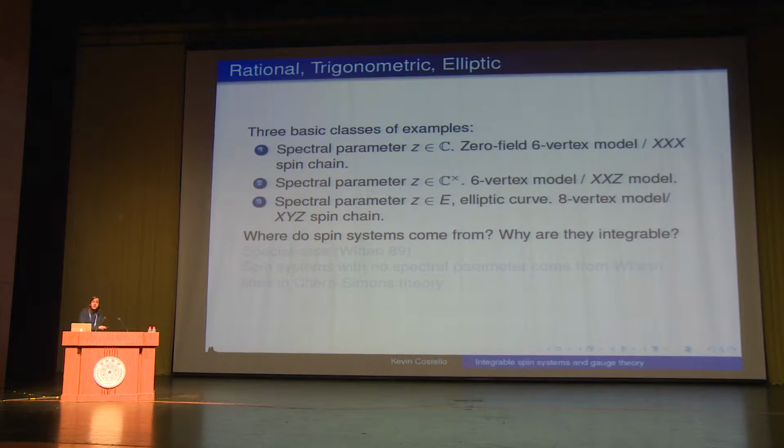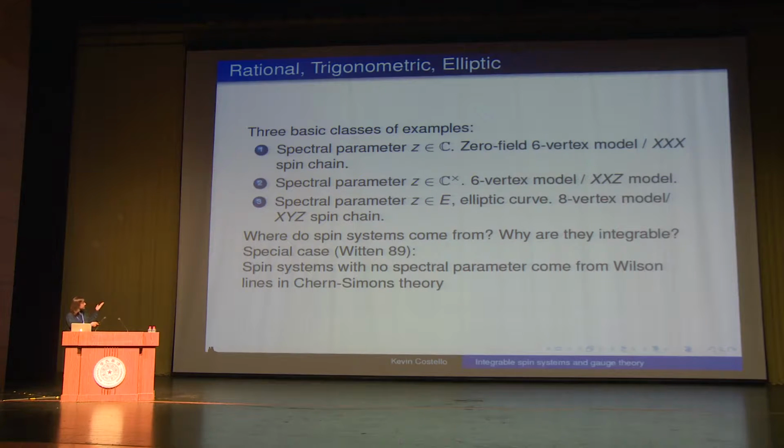So the question we're going to try to answer in this talk is, where do these spin systems come from, and why are they integrable? Now this question, I think, was first posed by Edward Witten in a 1989 paper. And he solved a special case of this. Suppose we consider this model with spectral parameter in C star, and then take the limit when the spectral parameter goes to infinity. What you're left with is an integrable model with no spectral parameter. And what Witten showed is that this model arises by studying Wilson lines in Chern-Simons theory. The R matrix is the R matrix which gives the Witten-Reshetikhin-Turaev invariants of knots.